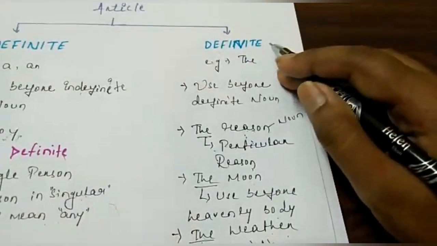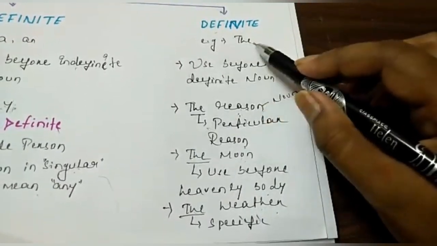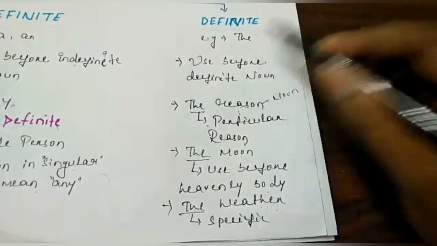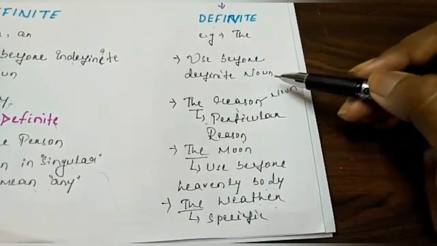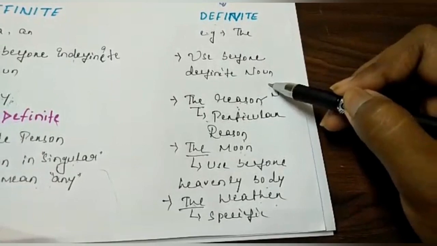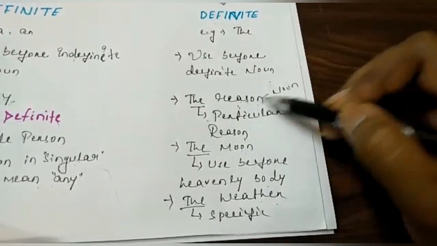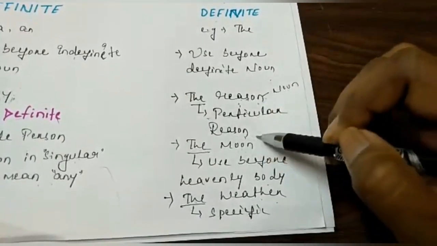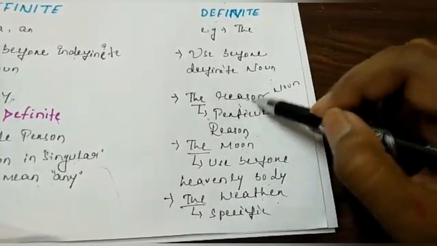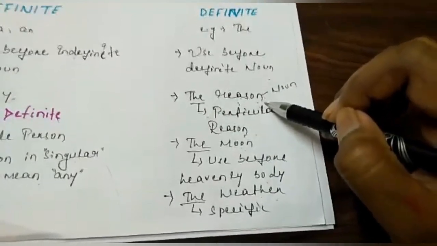So now come to definite. Definite is the. So we use the before a definite noun. The example is the reason. Reason is a noun. Here the means a particular reason. So the refers to the reason being particular. It is a particular reason.